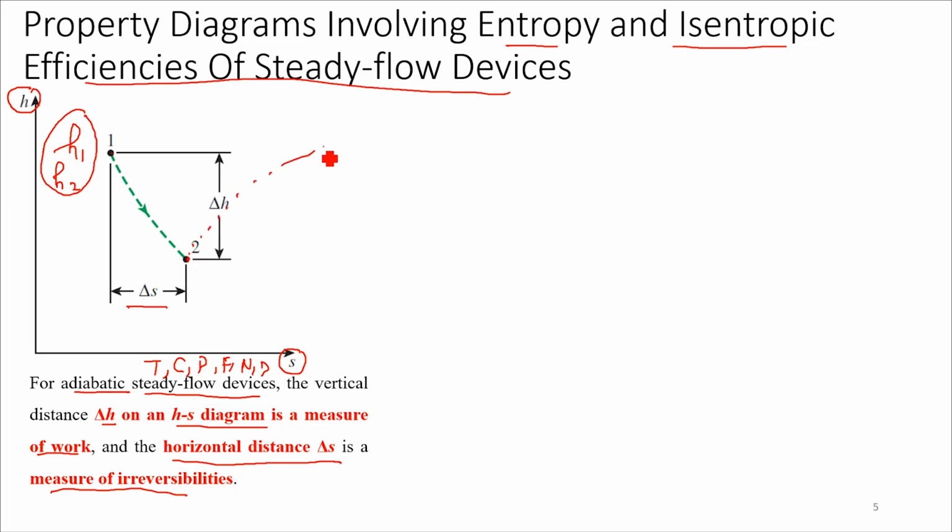Your enthalpy change would still be there, but entropy would increase. Compressor work won't have a negative entropy change, so it would have a positive entropy change. Your entropy would essentially increase. This would be your first state, this would be your second state in case of compressors. We'll come to know of it.